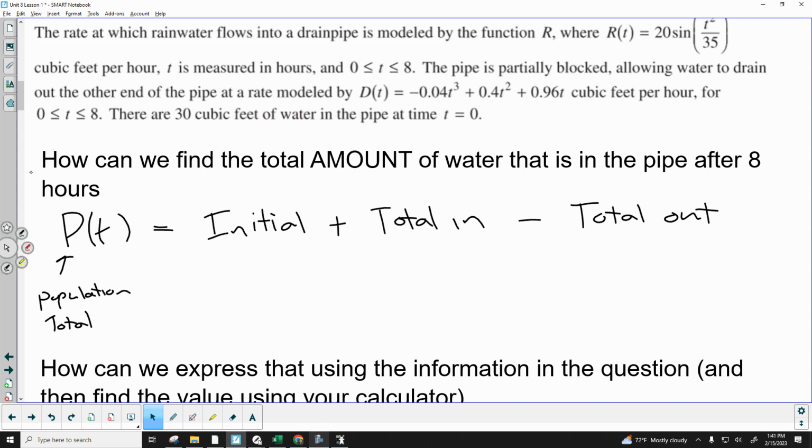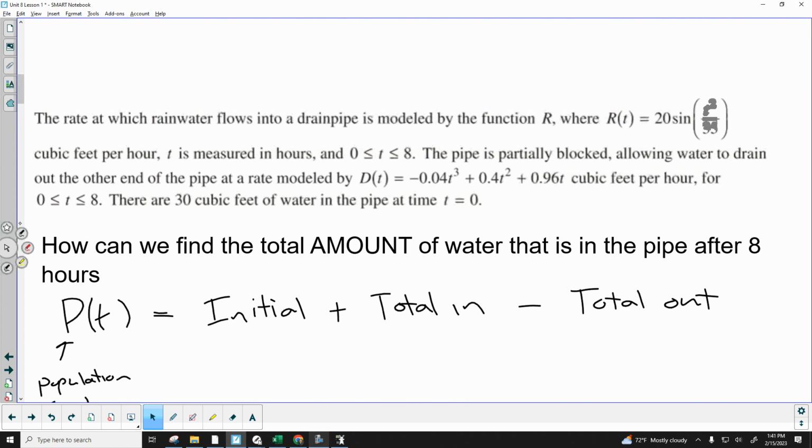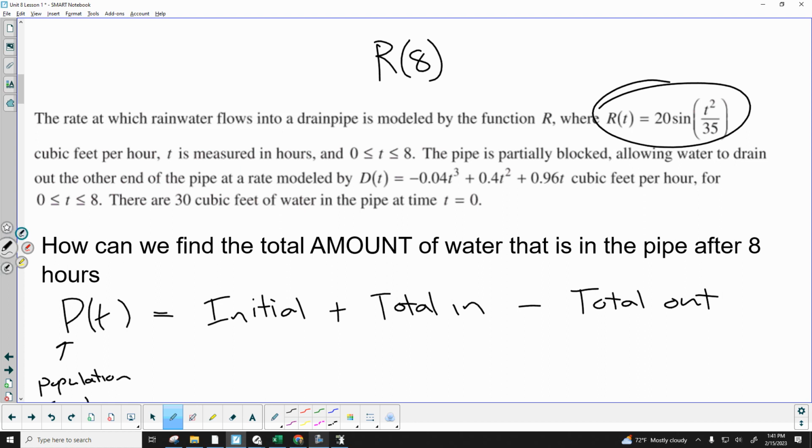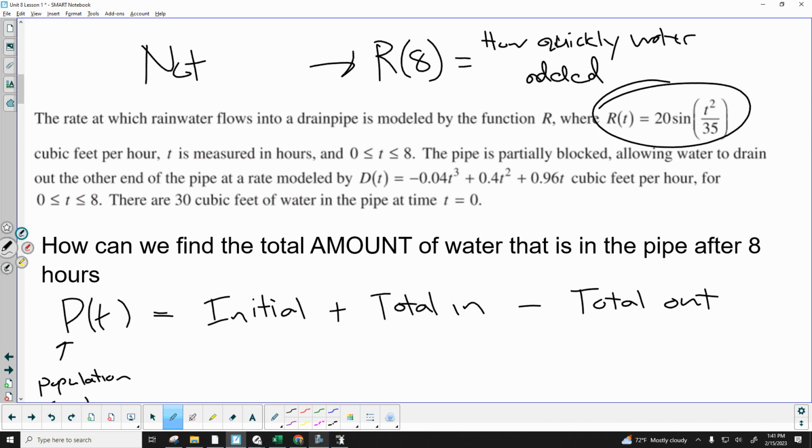All right, here's the first thing people do when they see equations like R. First people think to do is to plug in 8. They're like, oh, I guess I got to plug in 8. Well, if you plug in 8, you get how quickly water is added. You're given a derivative. You're given a rate of change because R is a rate. R of 8 is not a total in. It is a velocity in.